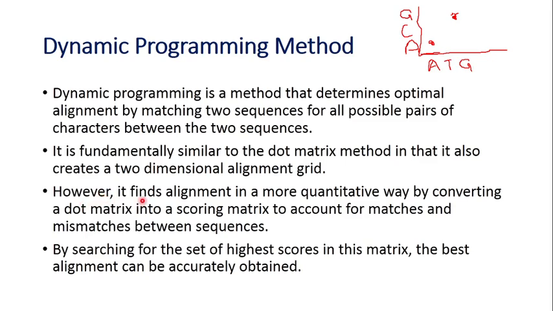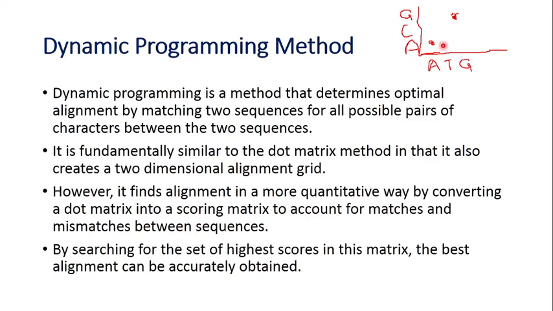We need a quantitative method which is statistically more enriched. We need such a method for aligning. So we came to the dynamic programming method. The dynamic programming method finds the alignment in a more quantitative way by converting a dot matrix into a scoring matrix to account for matches and mismatches between the sequences.